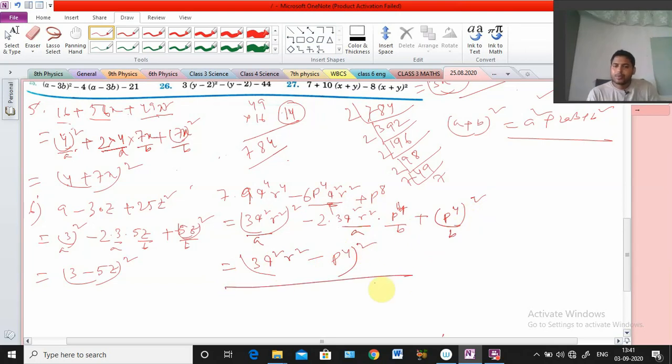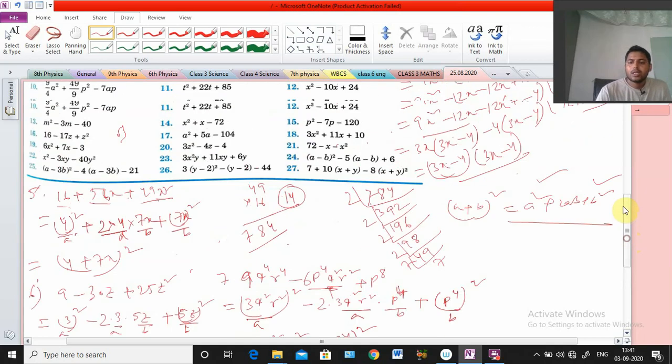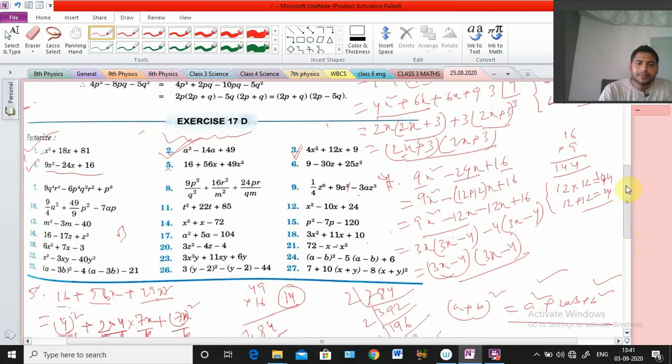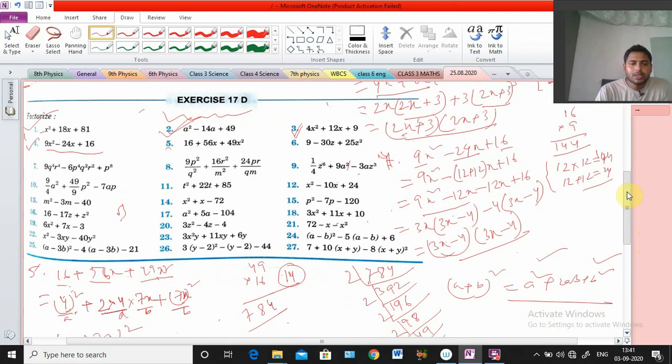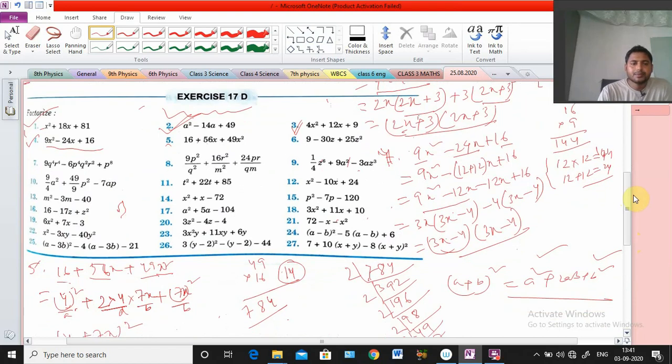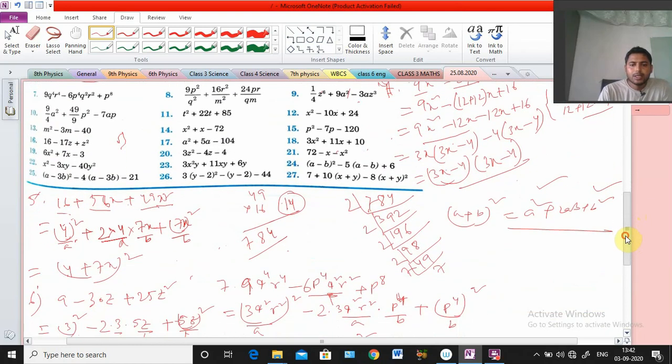Understood? Clear? The concept should be clear, everyone, and if your concept is clear, you can do it. Okay, so 7 is finished. Now 8. See, at first I am writing the question. 9.